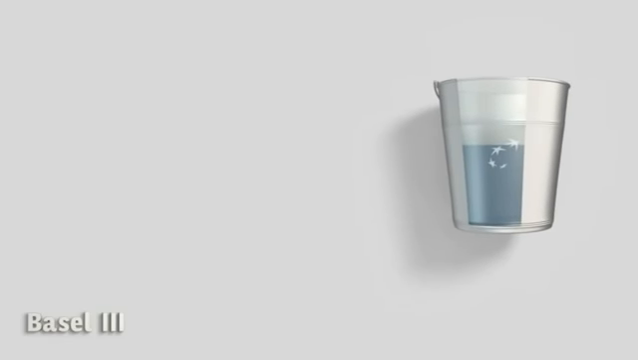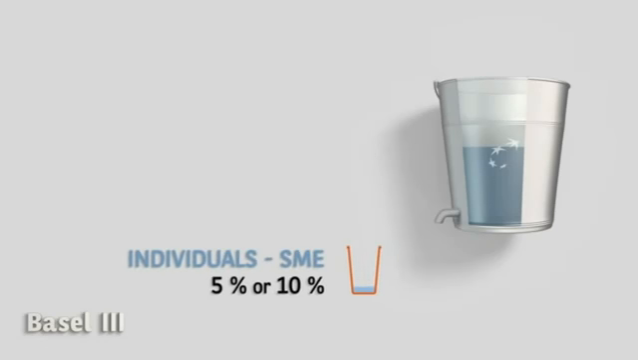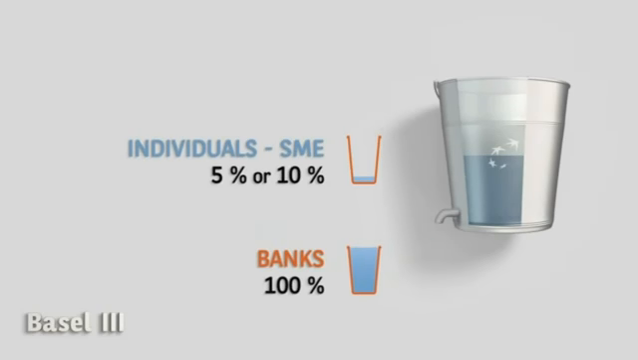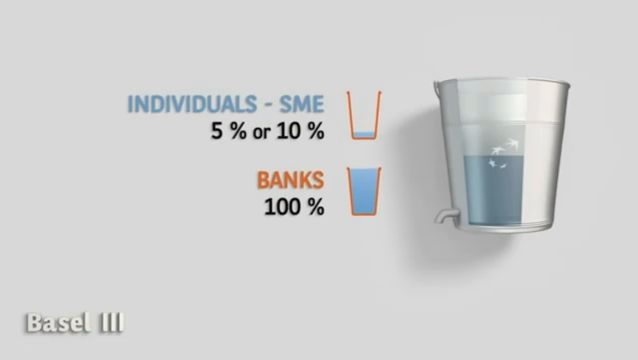Let's have a look at the treatment of deposits. The first category is deposits from individuals and from small and medium-sized companies. Basel III states they leave the bank at 5% or 10%. So during the 30-day stress period, 5 or 10% of those deposits will basically walk out the door. For deposits received from banks, the runoff percentage is at 100%, meaning they will leave completely before the end of the stress test.